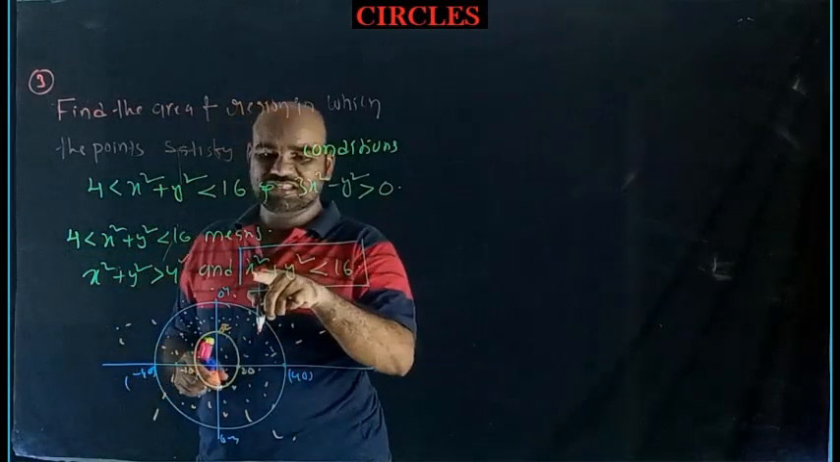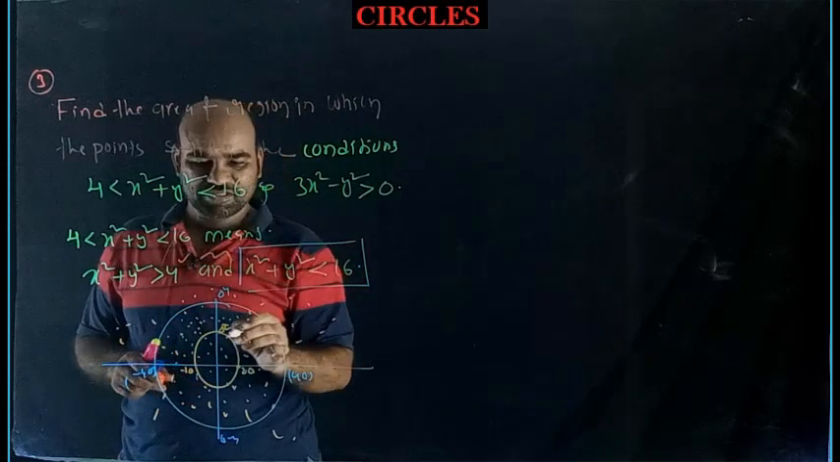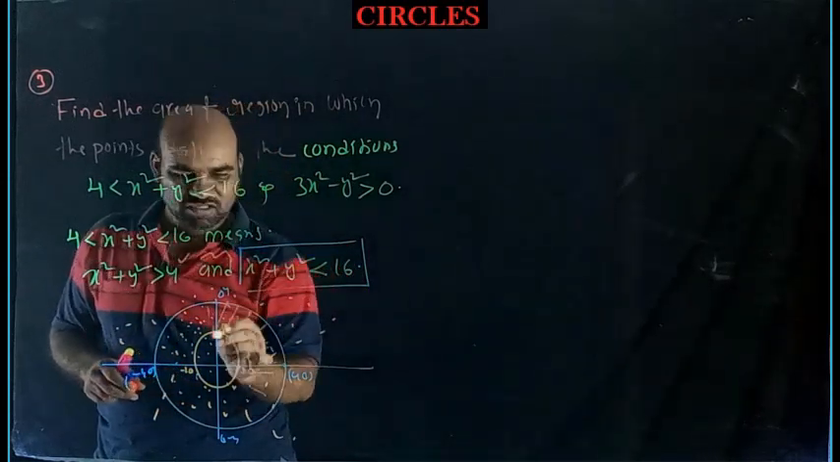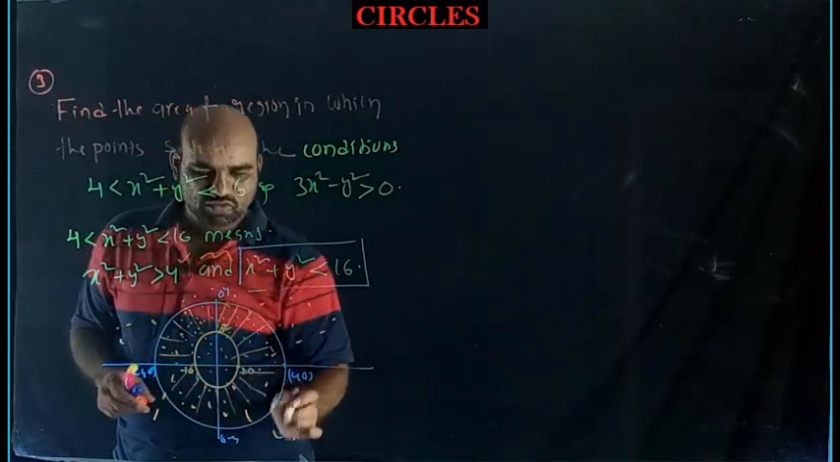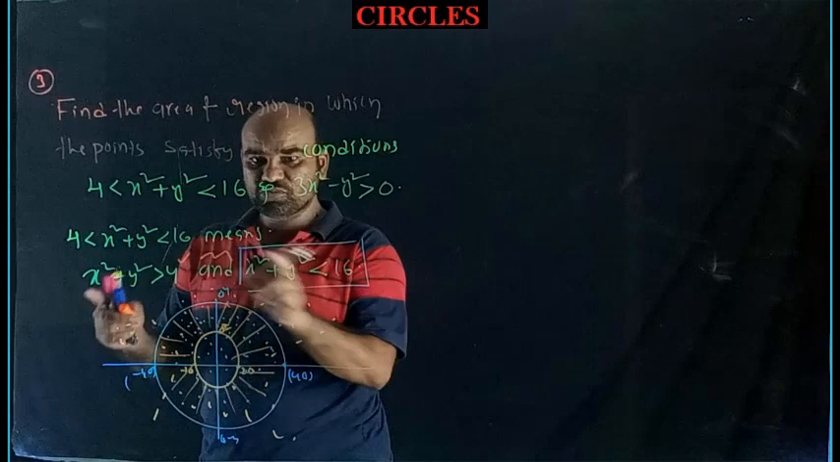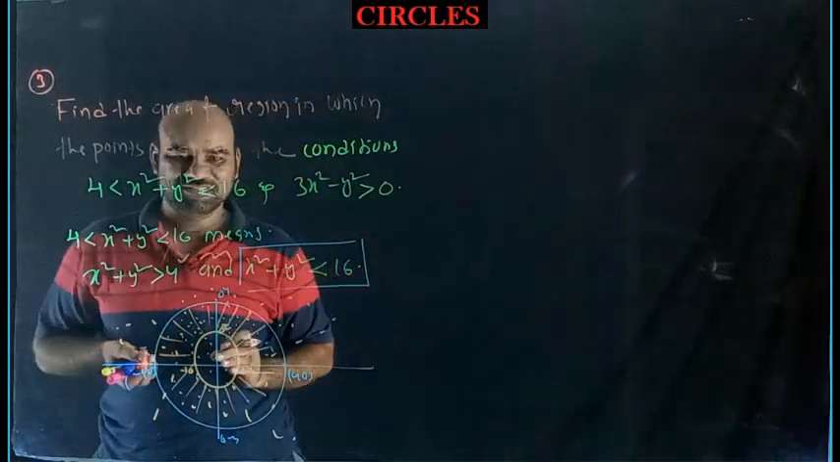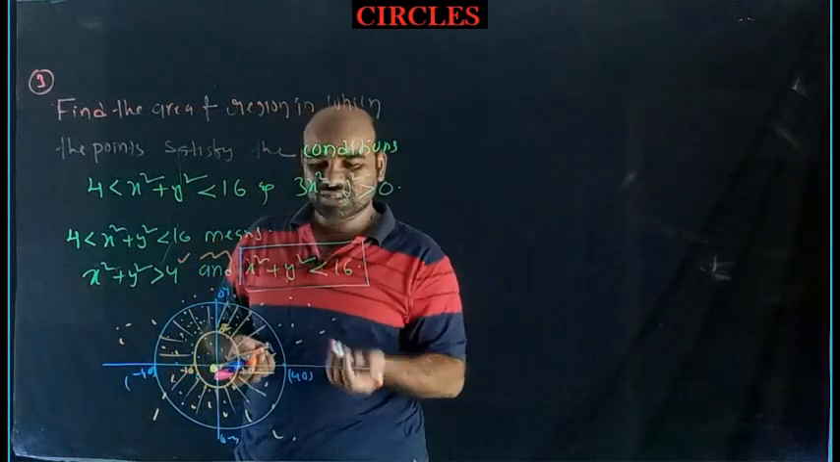Inside the bigger circular region are the points satisfied by x square plus y square less than 16. The area common to both is this, a circular ring. So you want to find the area common to this, which is an easy one: the area of the bigger circle minus the area of the smaller circle. But one more condition is given, 3x square minus y square greater than 0. That's why the problem is difficult.